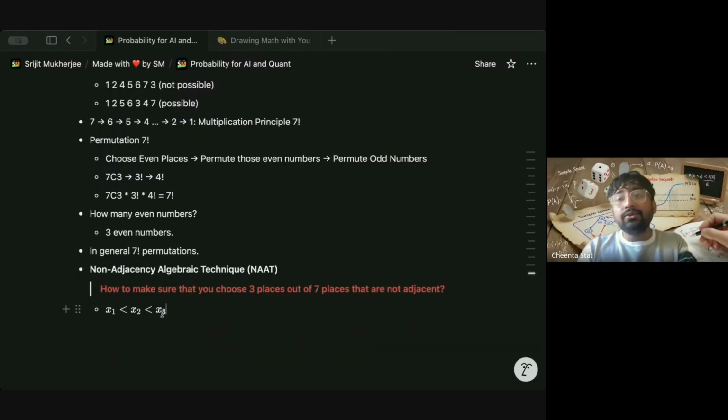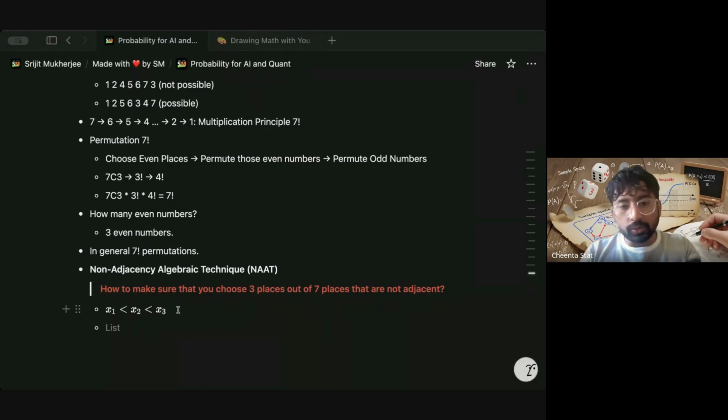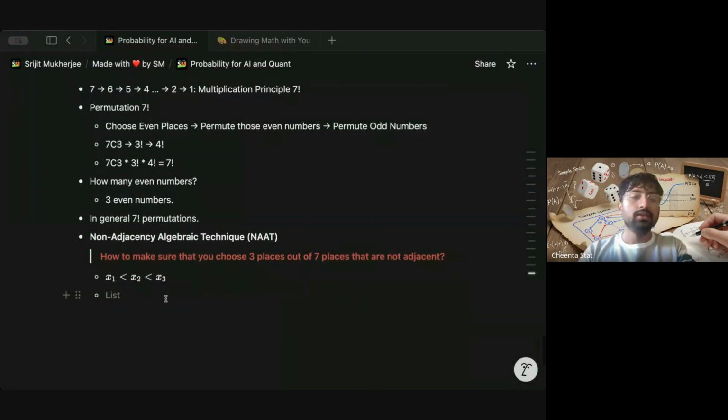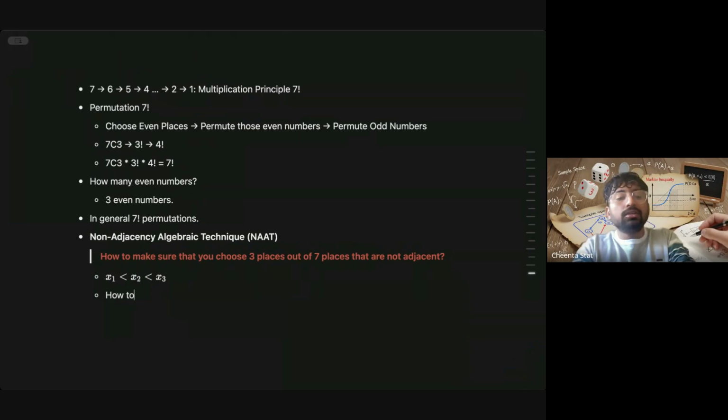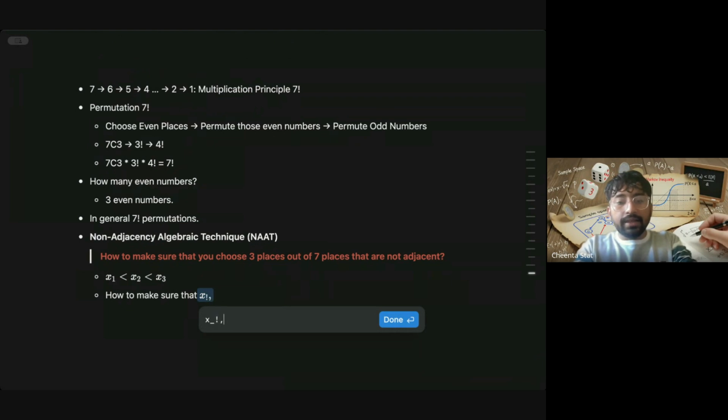The way to choose any three increasing numbers is equivalent to 7C3. Anyways, let's not go in there. So we are choosing x1, x2, x3 increasing, but we cannot do it now. So how to make sure that x1, x2, x3 are not adjacent?